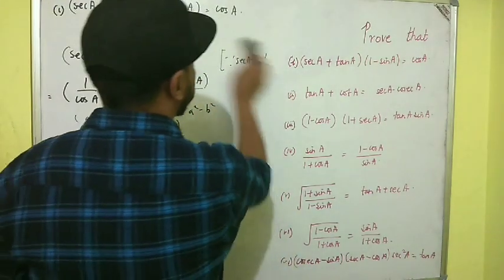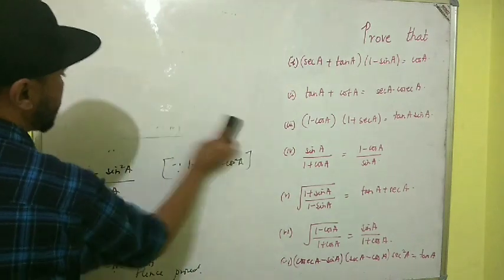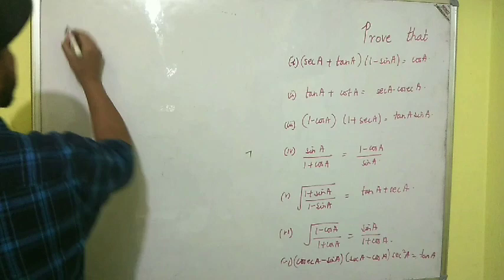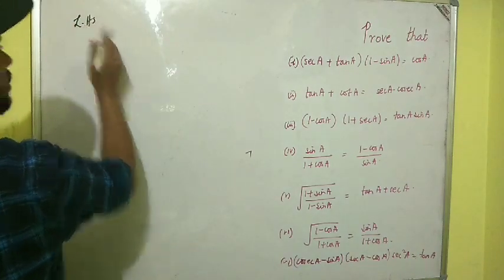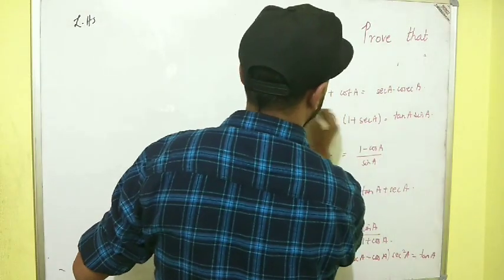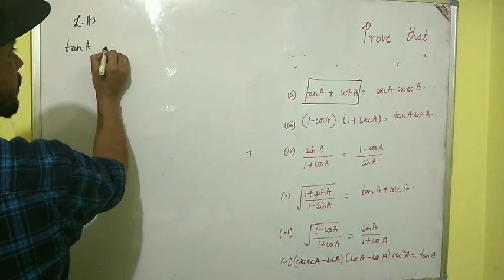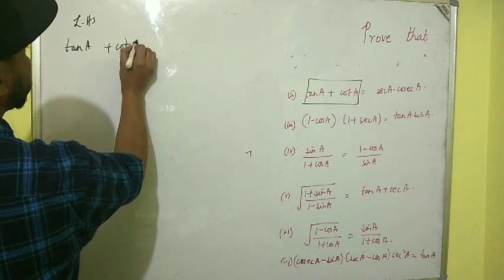Now let's take another example. The second question says tan A plus cot A. So let us take the left hand side directly. This is done. So let's take the left hand side: tan A plus cot A.